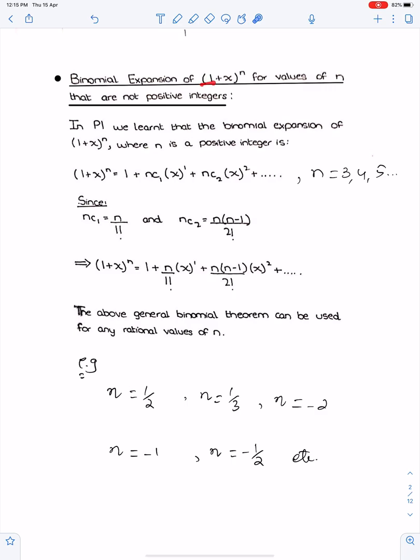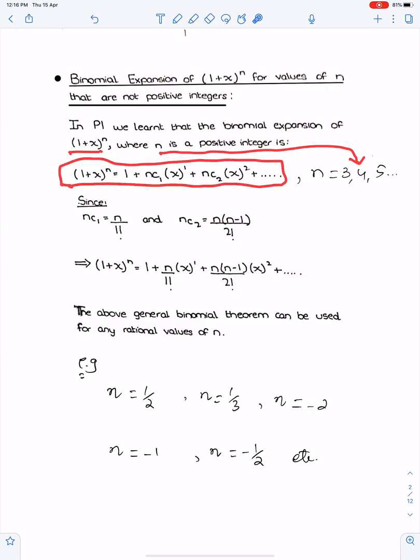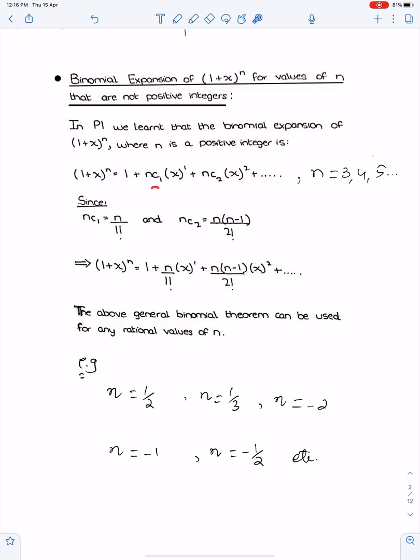Binomial expansion of (1 + x)^n for values of n that are not positive integers. For example, the values of n are 1/2, 1/3, -2, -1/2, -1. In P1, we learned that the binomial expansion of (1 + x)^n, where n is a positive integer, is this. This is the theorem we have done in P1. 1 plus nC1 x to the power 1, nC2 x to the power 2, and so on, where nC1 is n over 1 factorial and nC2 is n(n - 1) over 2 factorial, and so on.